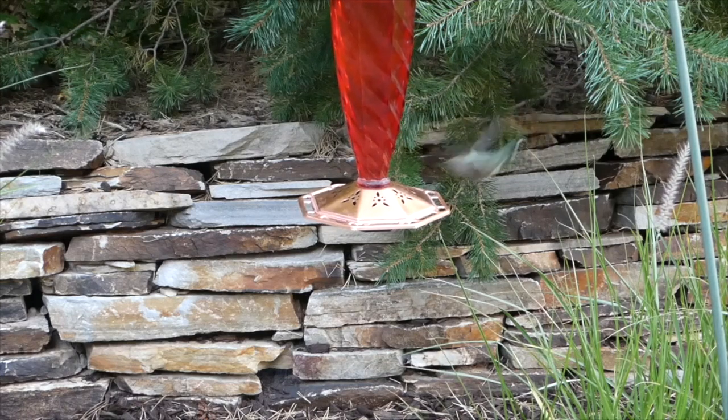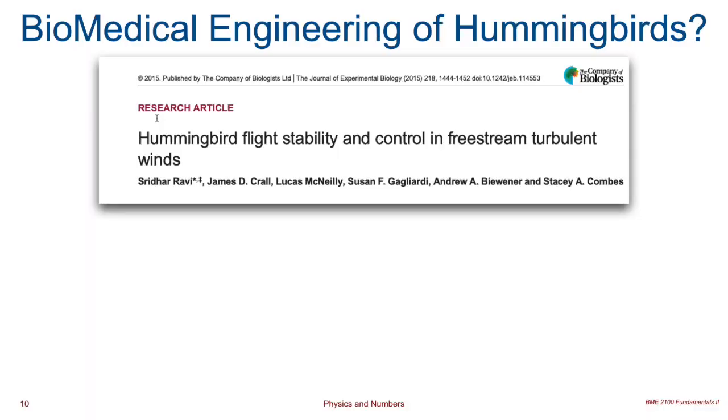And so I dug into the literature, and sure enough, there are studies on hummingbirds and how they fly. I'm not the only one to be fascinated by this. And so this is just one example of a study I found. You can find a reasonably rich literature on this if you go searching in Google Scholar, let's say.